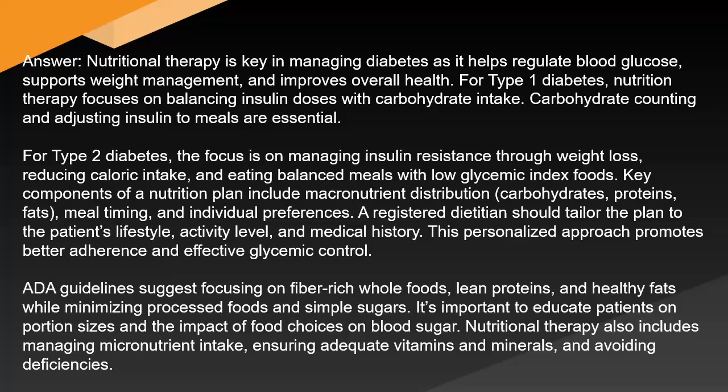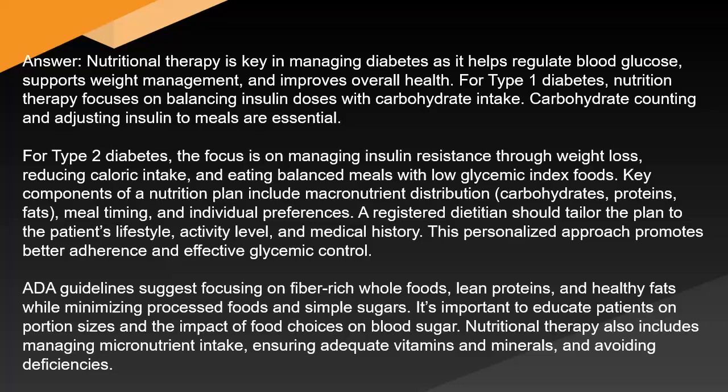For type 2 diabetes, the focus is on managing insulin resistance through weight loss, reducing caloric intake, and eating balanced meals with low glycemic index foods. Key components of a nutrition plan include macronutrient distribution (carbohydrates, proteins, fats), meal timing, and individual preferences. A registered dietitian should tailor the plan to the patient's lifestyle, activity level, and medical history. This personalized approach promotes better adherence and effective glycemic control.